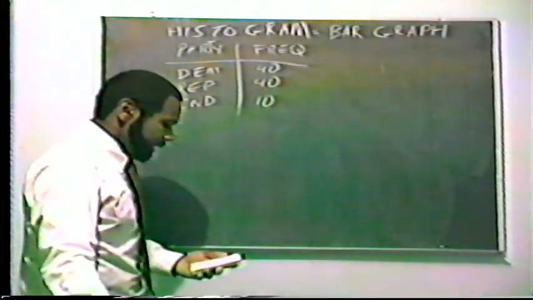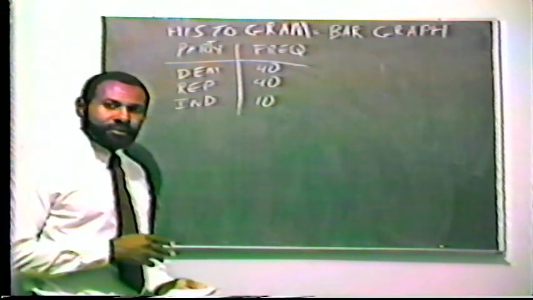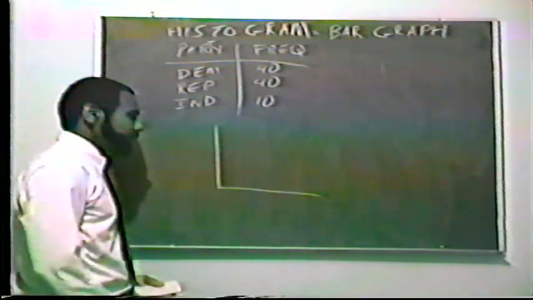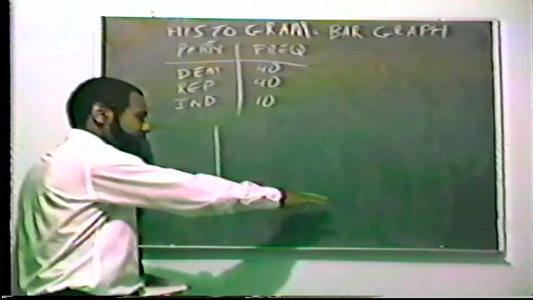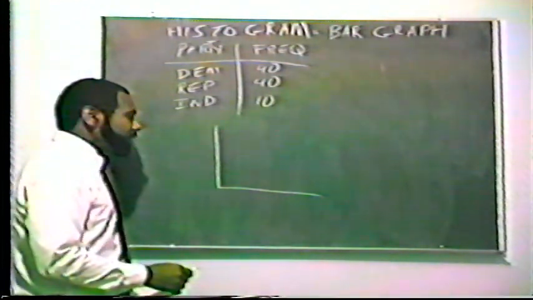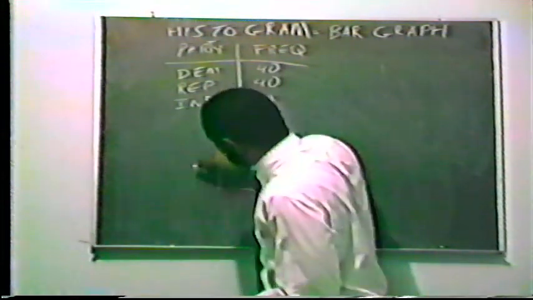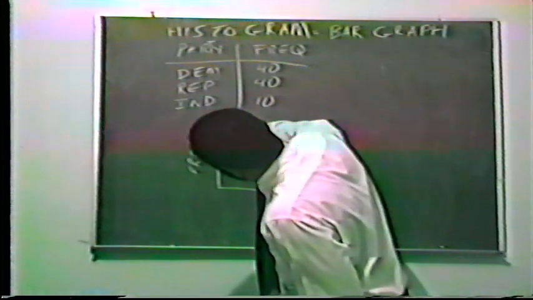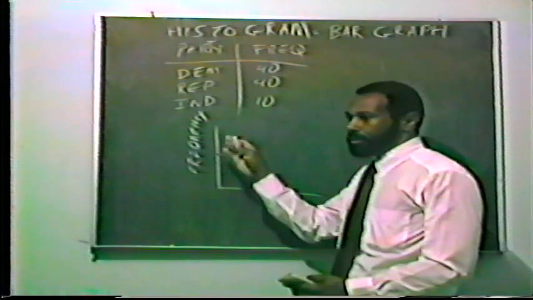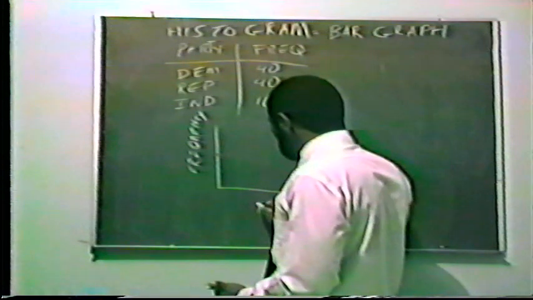Now this time we're talking about making a histogram to picture our data. To do that, first of all, we draw two axes, a vertical axis and a horizontal axis. On the vertical axis, we write the frequency. On the horizontal axis, we write the type of party.